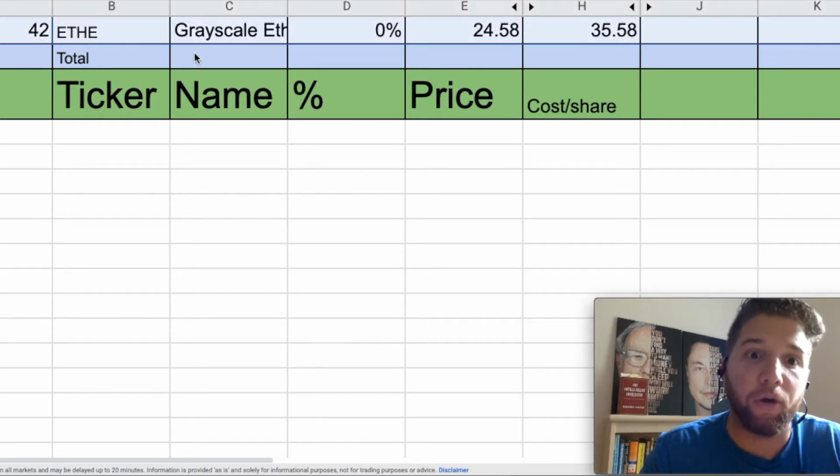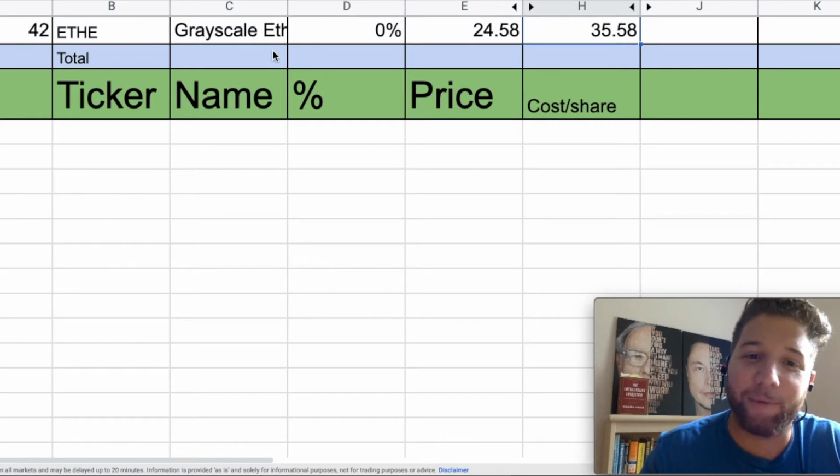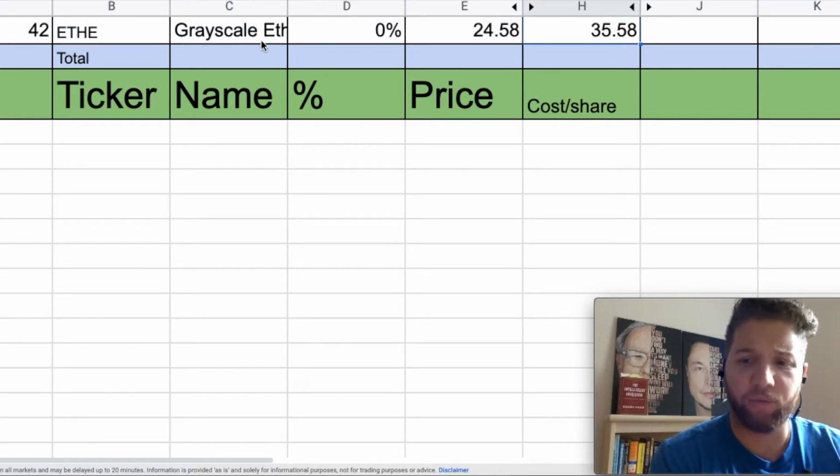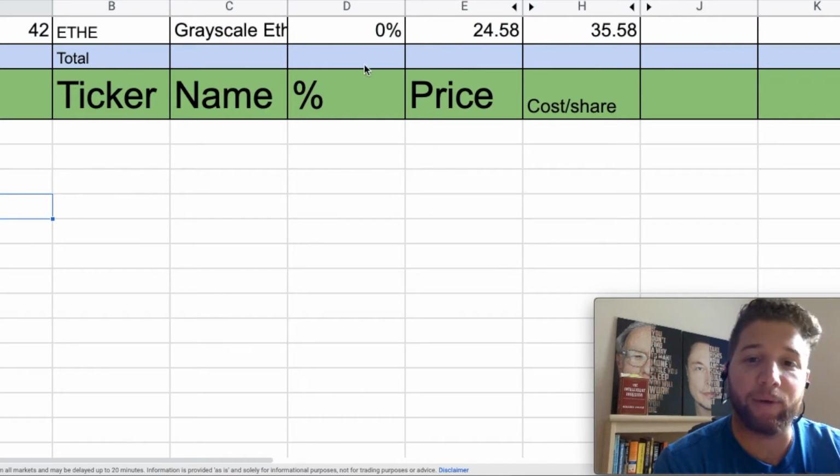So number 42 is the Grayscale Ethereum Trust, which I hold through my Fidelity account. Now I had started buying this not at a good time here, as you can see, but luckily I didn't put much in. And I do want to get this transferred over to my Voyager portfolio anyway, so I don't plan on adding any more here because in Voyager I can earn interest on it. So I'll probably be selling that maybe when it comes back up a bit and transferring that over.